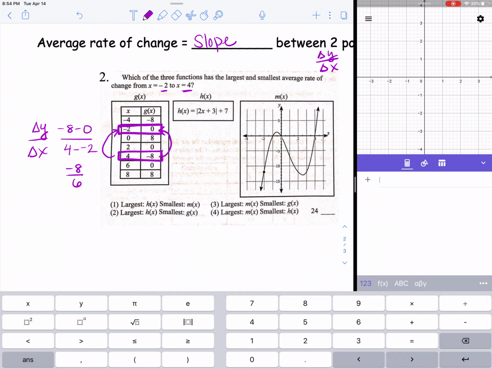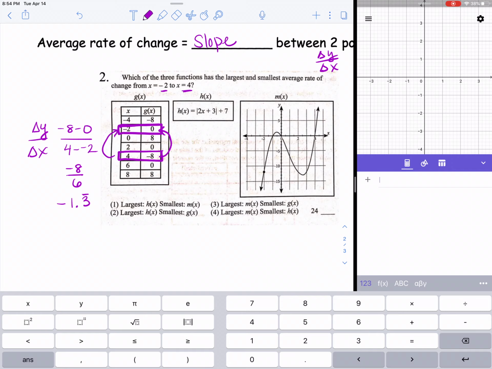or negative 1.3 repeating. I'm going to use that as a way to compare. It's easier to compare when you have it as a decimal. Okay, so you could just do the -8 divided by 6 in the calculator.